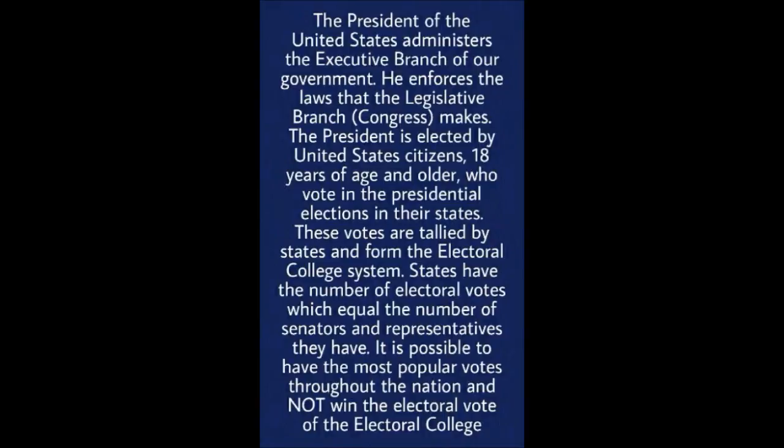He enforces the laws that the legislative branch, Congress, makes. The President is elected by United States citizens, 18 years of age or older, who vote in the presidential elections in their states. These votes are tallied by states and form the Electoral College system. States have the number of electoral votes which equal the number of senators and representatives they have. It is possible to have the most popular votes throughout the nation and not win the electoral vote of the Electoral College.